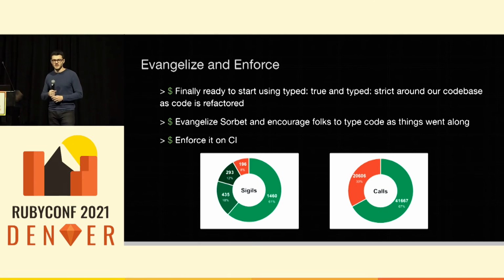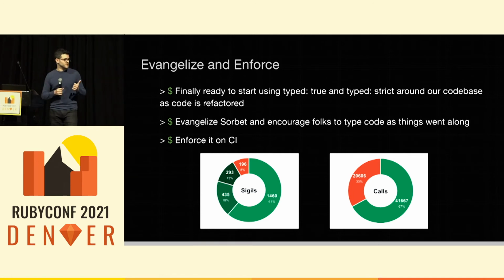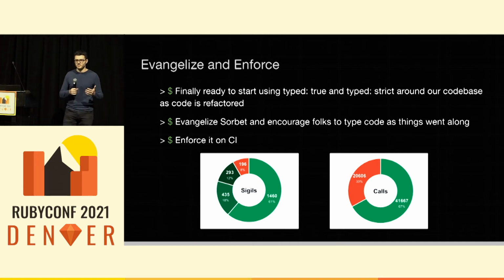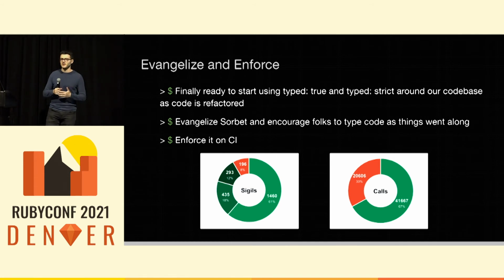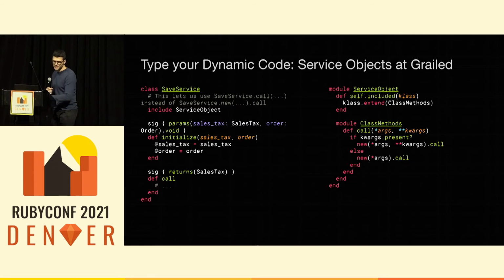And people really started adopting Sorbet and started typing their code fairly proactively. The stats I have here are generated by the Spoom tool I mentioned. The headline on the sigils graph is that only 8% of our code files remain typed false. And 70% of the calls that we make are invoking code that is typed. So we've come a long way. We still have a long way to go, though. That's where we are today.